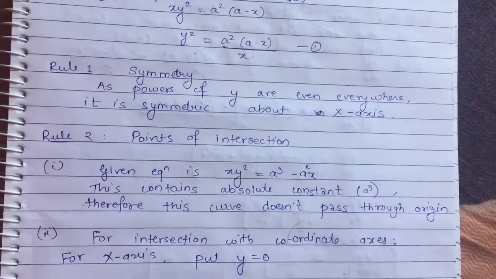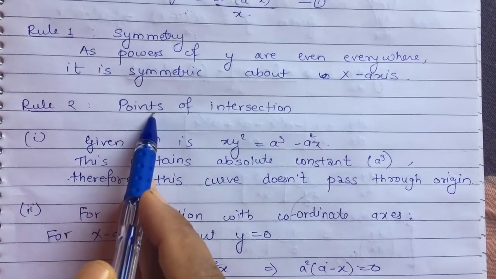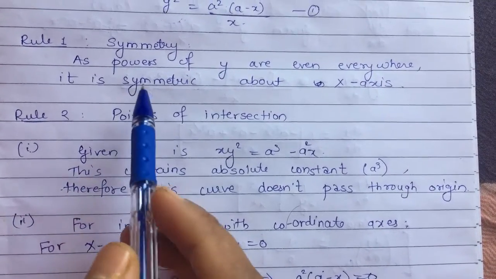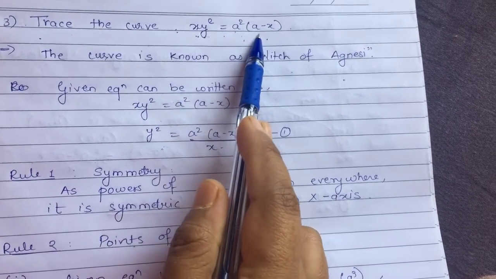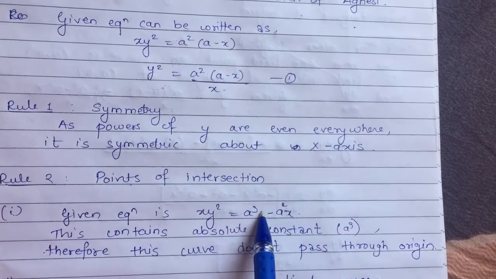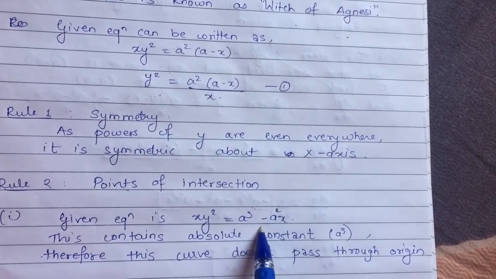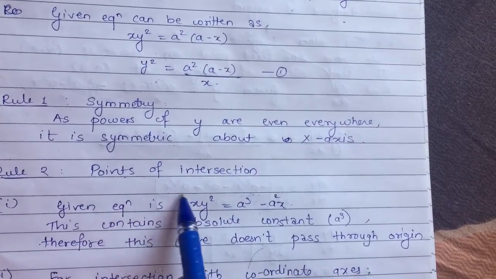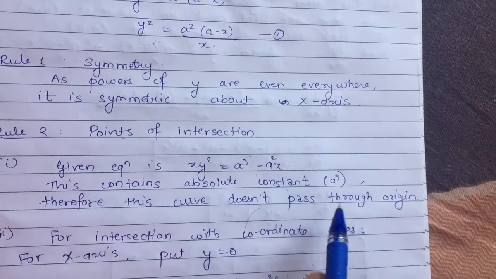Next, we need to find points of intersection. First we need to find whether it passes through the origin or not. If we simplify the given equation, xy square equal to a cube minus a square x. Now this a cube is an absolute constant and it doesn't have y or x as a coefficient. So this equation contains an absolute constant. That means this curve does not pass through the origin.